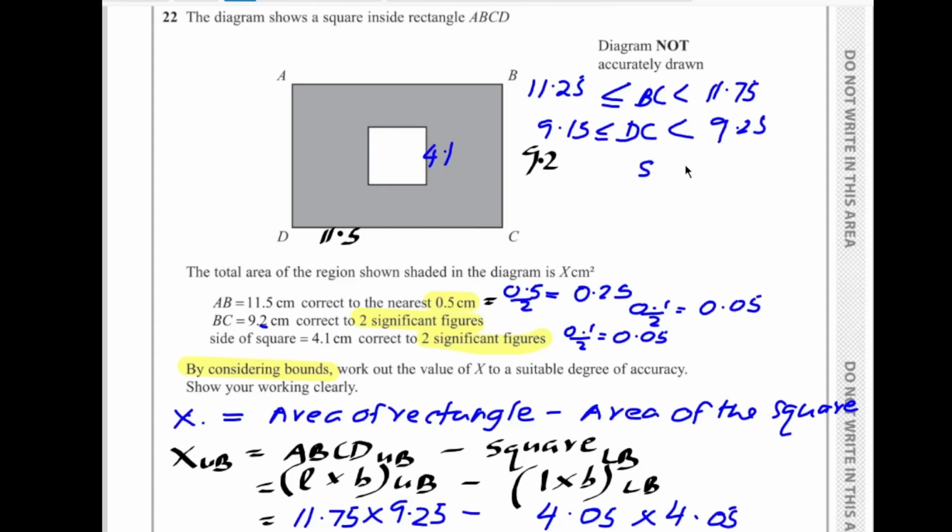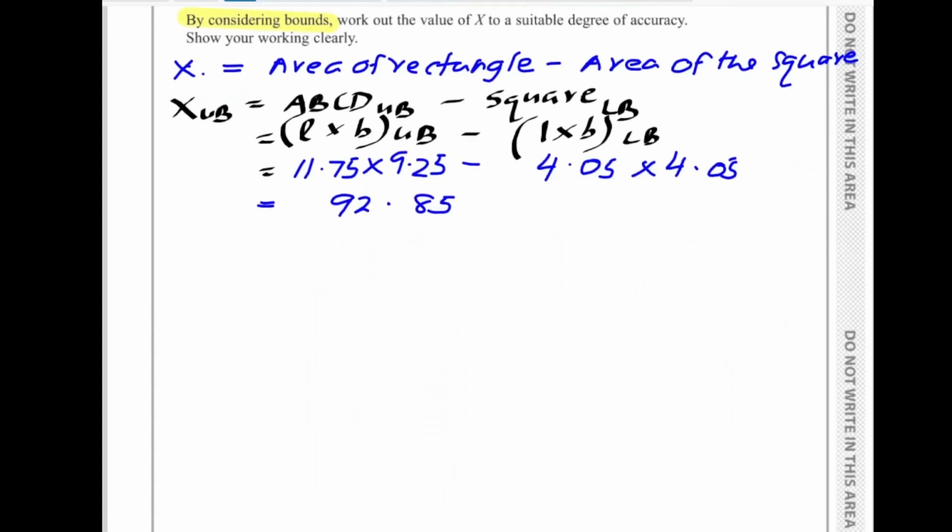Okay, let's get for the square as well. It is 0.05. I need to add or subtract that thing, so it would be 4.15 and 4.05. Right? Now the answer for this one is 92.85. So we are done with the upper bound of x. Now let's get the lower bound of x.